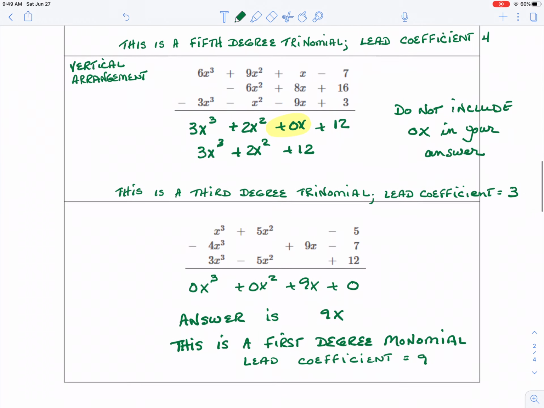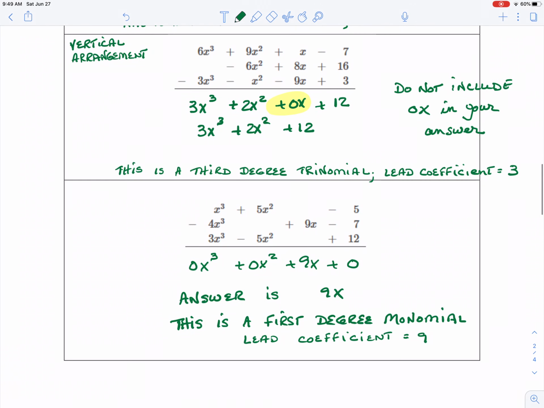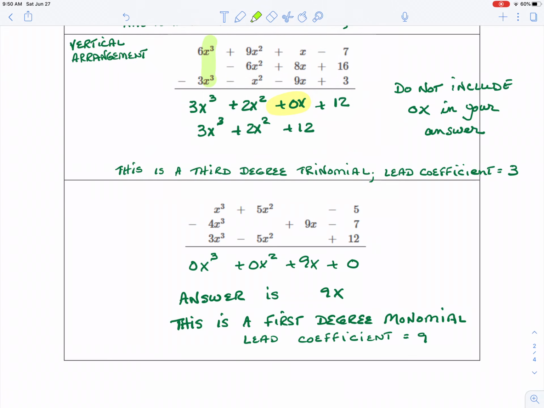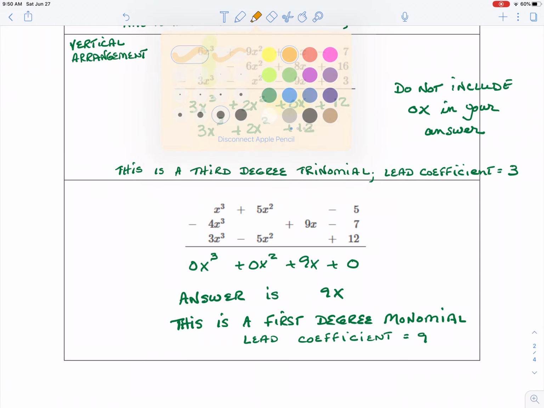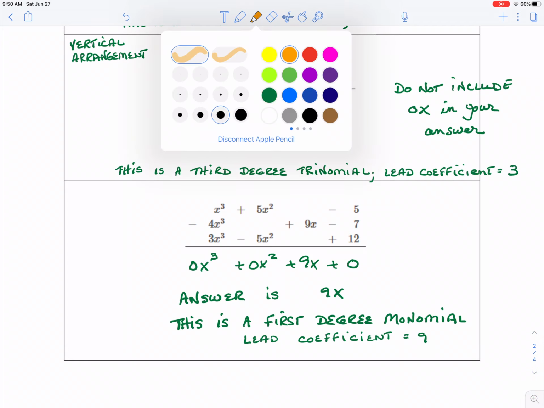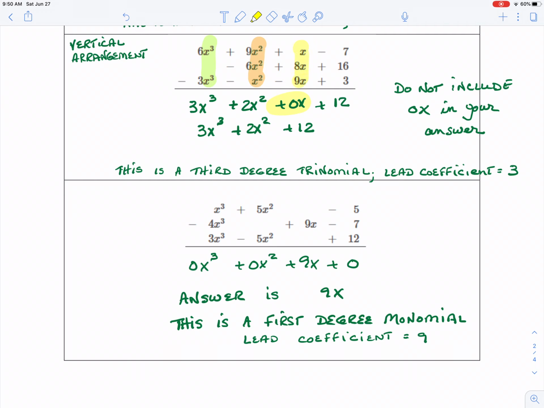Sometimes you'll see these problems arranged vertically, which is kind of a nice way of getting yourself organized. It's almost like a matrix. So you have a column here of third degree terms. You have a column here of second degree terms. You have a column here of first degree terms, and then the constant or the 0 degree terms. So you just add down. Notice that we keep the same variable with the same exponent. The only thing that adds up here are the coefficients.